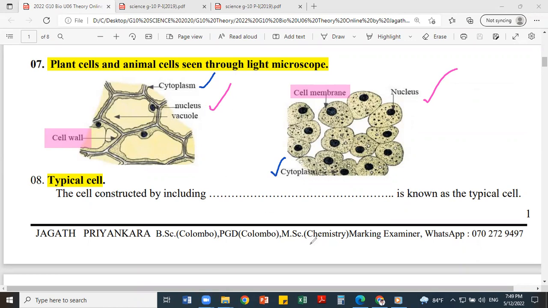Vacuole is not in both. Vacuole also is a difference. Vacuole is present only in the plant cell. We are going to discuss one by one. Don't worry: vacuole separately, cell wall separately, cell membrane separately. Therefore, in the exam, if they give a line diagram like this, you should know what it is. If they give a cell wall, then it's a plant cell. That's how you can distinguish a plant cell from the animal cell, with the cell wall.